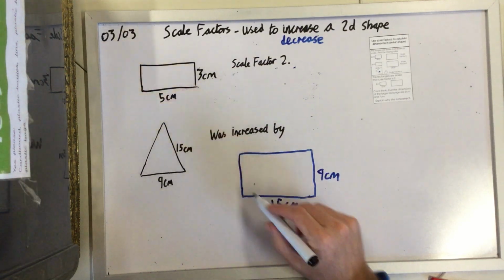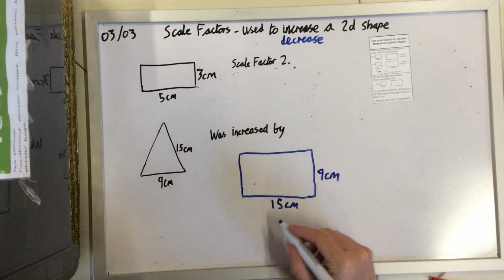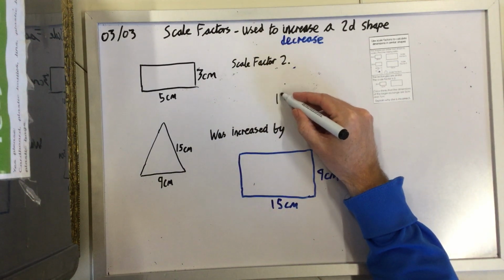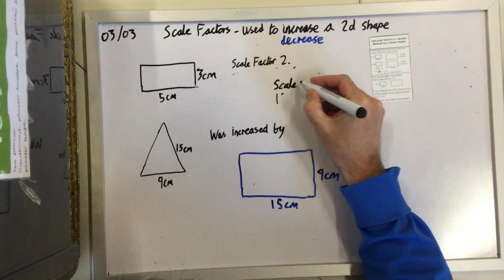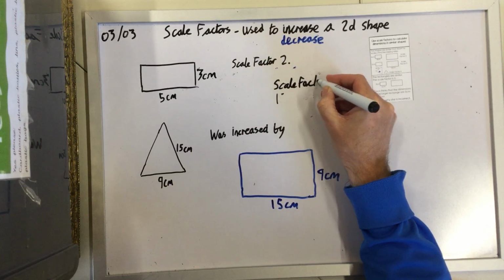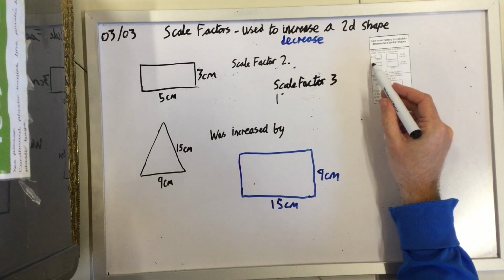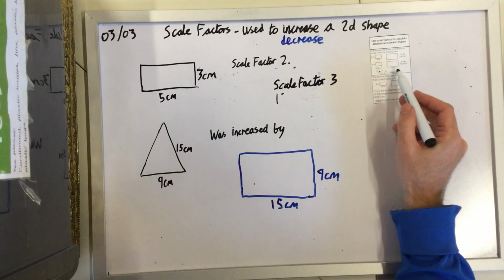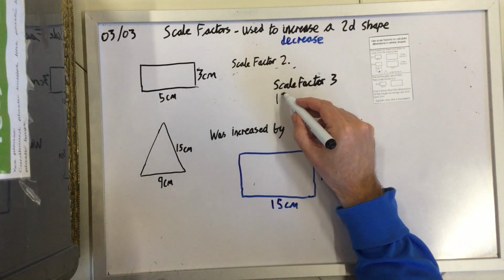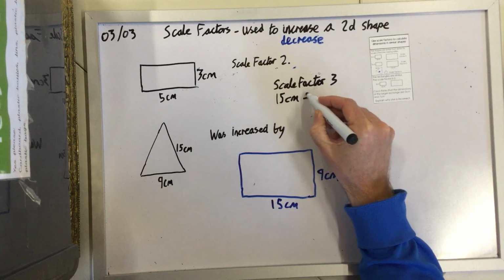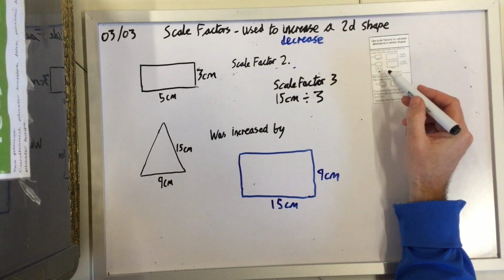It's a bit like this one actually. There's a scale factor 3 on that question, so you multiply the 3 by 3 to get that side here. But you're going to have to decrease that, so divide it by 3. So you had 15 centimetres, you divide it by 3 to get to the smaller shape.